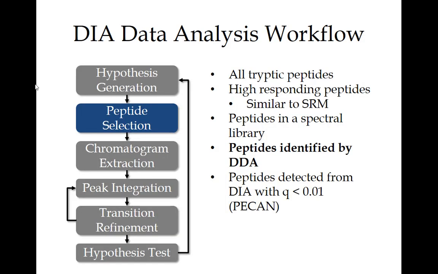And that's what I'm going to show in this particular example. We're just going to start with peptides identified in a DDA experiment. This is a really popular workflow, especially when DIA first was getting started. You would just do a few DDA runs prior to your DIA analysis, and then map those peptides over to DIA.